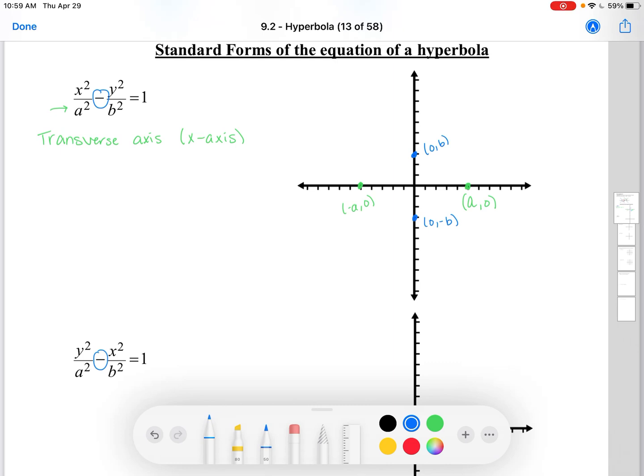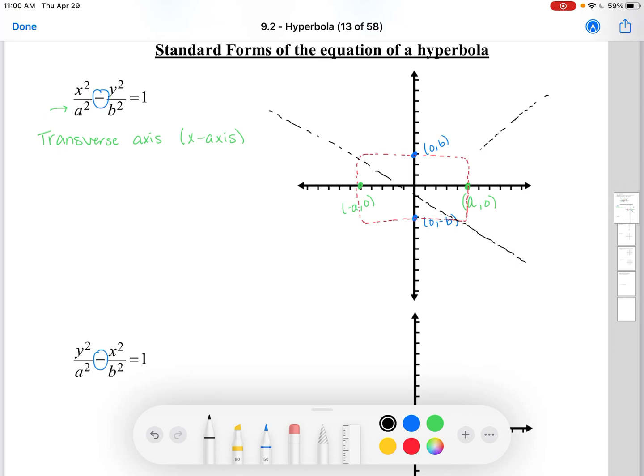Those are going to be my co-vertices, just like last time with an ellipse, except this time, instead of connecting all of my circles and making my ellipse, because we have a subtraction sign, we know we are working with a hyperbola, and what that is going to do is create a rectangle. Instead of combining all these and making an oval, we are going to just make a dashed rectangle. And what that rectangle is going to do for us is split and diagonalize so that I know how to make my graph.